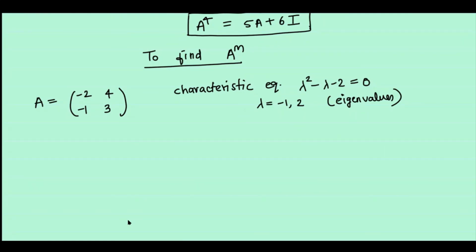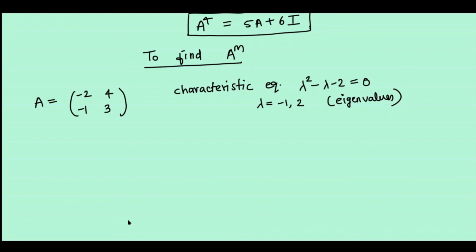Now to find A raised to m. So now we will derive a general formula for A raised to m. So if you give any positive integer value to m, we can compute A raised to m. So we have the matrix A equal to [-2, 4; -1, 3].